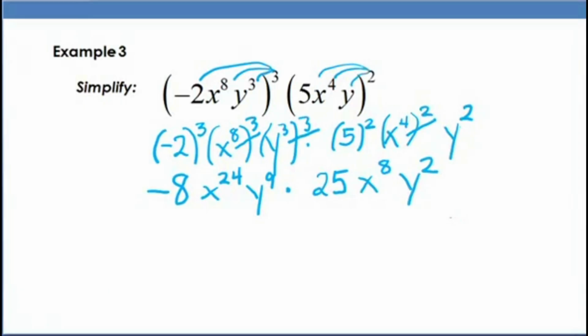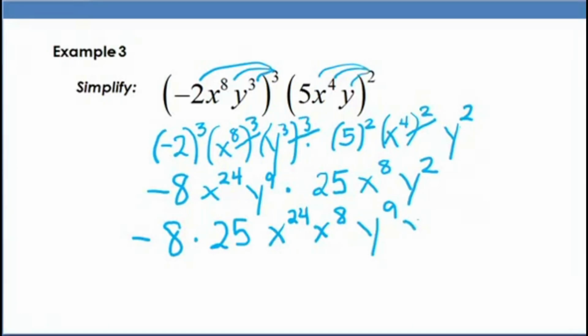Now let's look at the problem we have. Everything is all straight across, so they're all multiplied. For multiplication, remember, you can change the order because of the associative law of multiplication. So I'm going to rearrange it. I'm going to move my numbers and put them together. So negative 8 times 25. Then I'm going to put my x's, x to the 24th times x to the 8th. And my y's, y to the 9th times y squared.